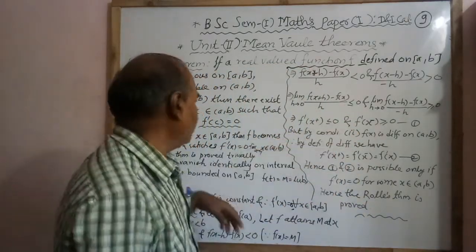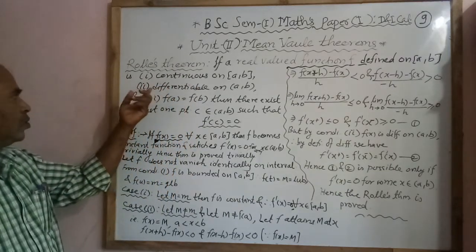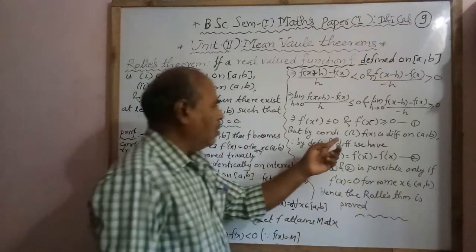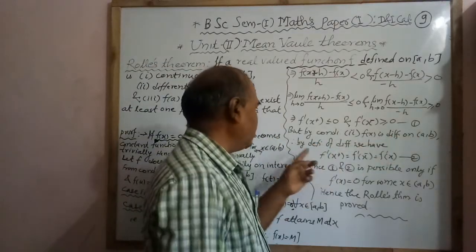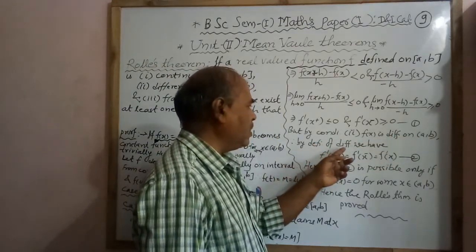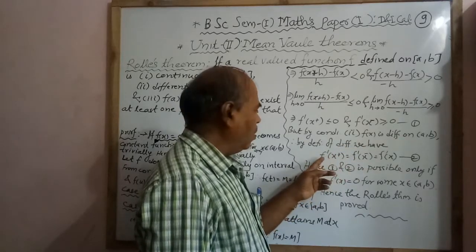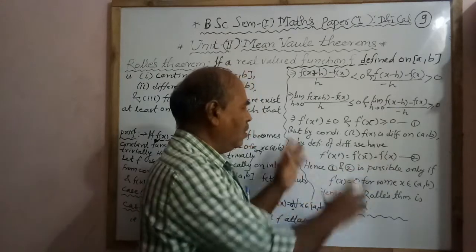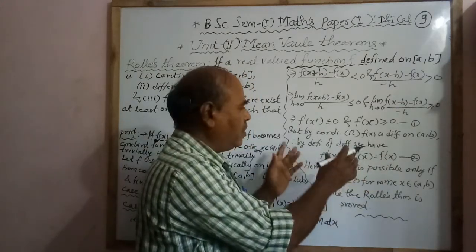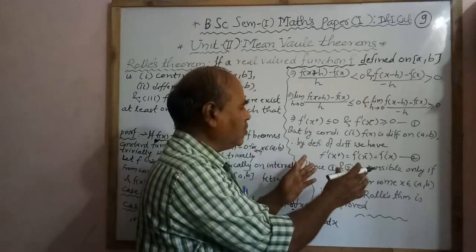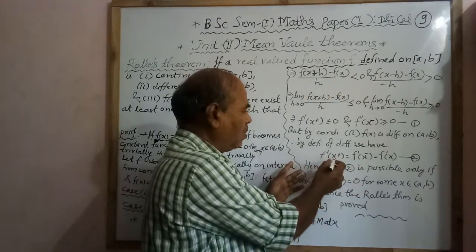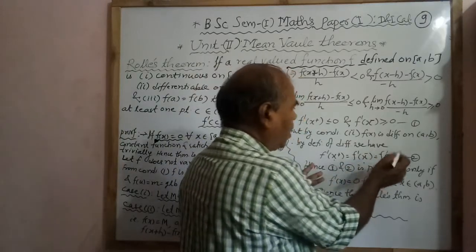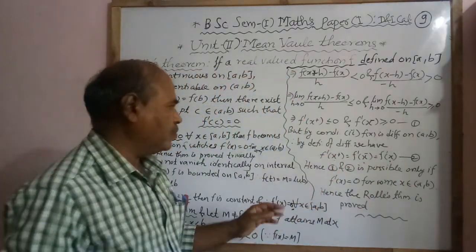Now by condition 2 of the theorem, what is condition 2? f(x) is differentiable on the open interval (a, b). Therefore, by definition of differentiability, we have f'(x plus) equal to f'(x minus) equal to f'(x). That is by definition of the derivative. By differentiability of the function, what is the condition? The right hand derivative equals the left hand derivative equals the derivative of the function at x.